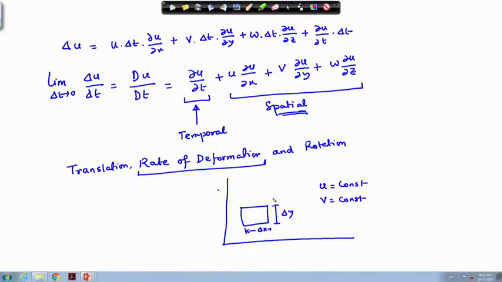So, what will happen after time delta t? It will simply move from one location to the other location, but its dimension will remain exactly the same. So, this is translation without any deformation, and here the fluid element is behaving like a rigid object. You can have pure translation only under the situation where u and v are constant.